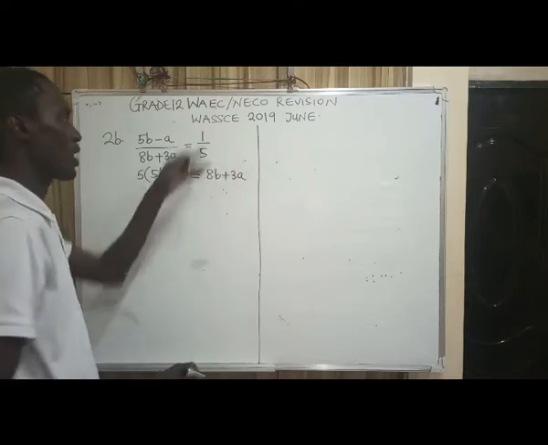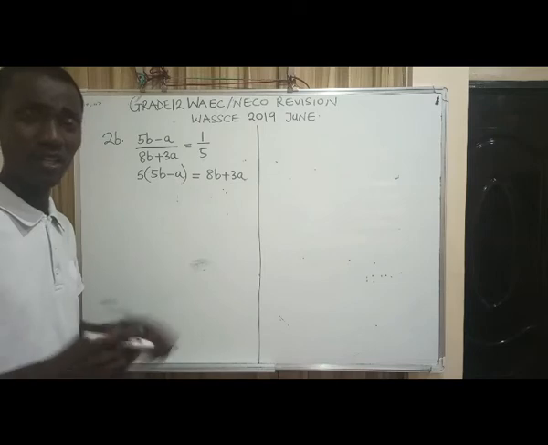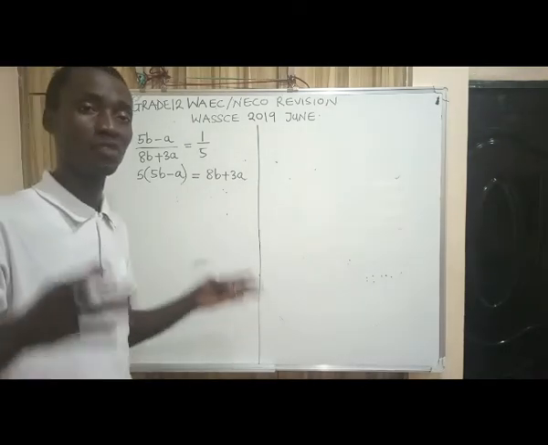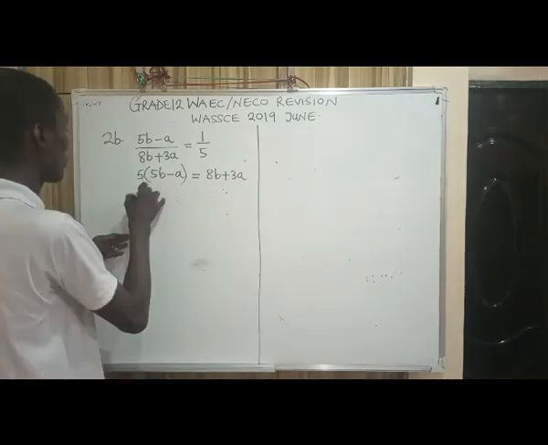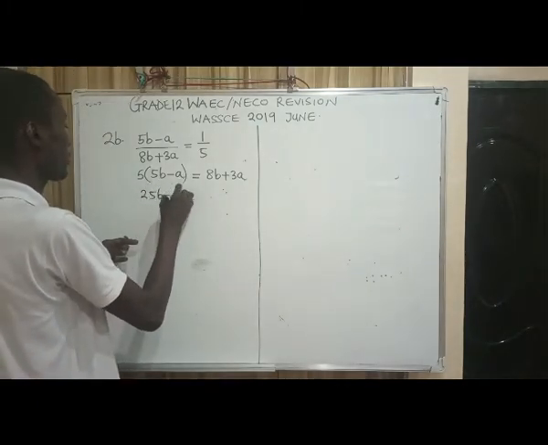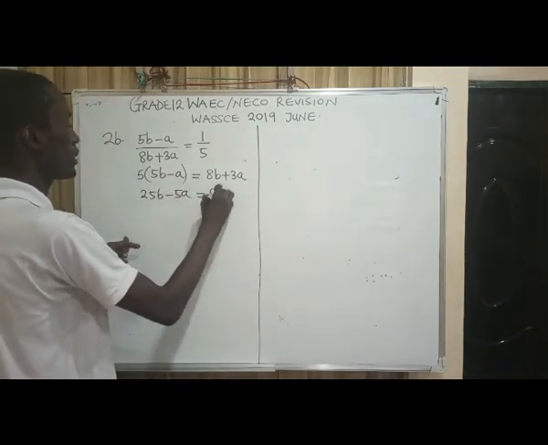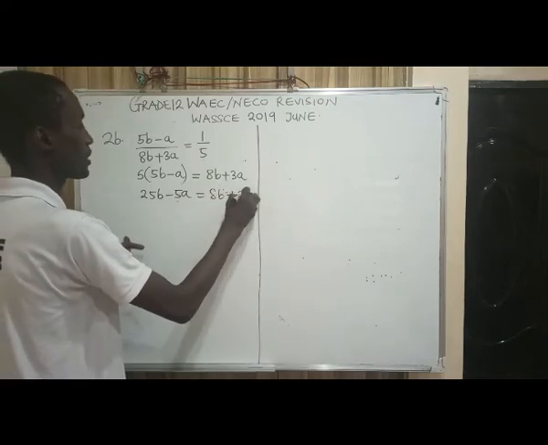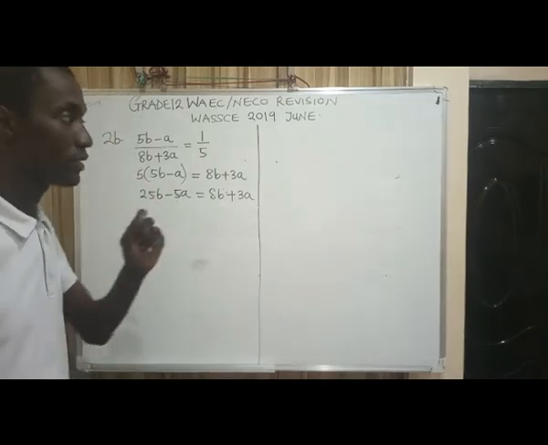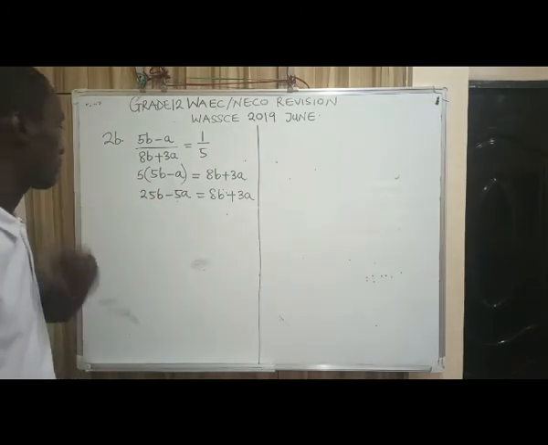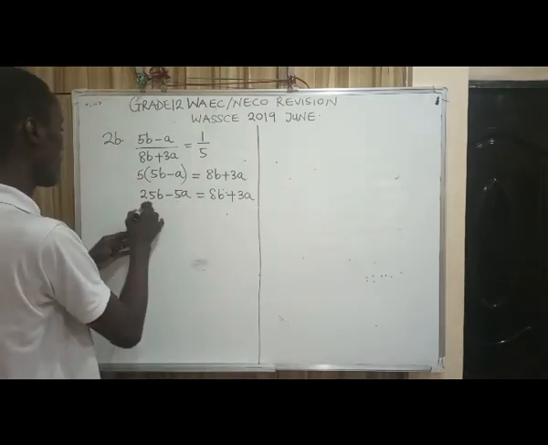Let's put times 1. 1 multiply anything. 1 is a neutral number. When it multiplies anything, it keeps the identity of that thing intact. So this will give me 25b minus 5a equal to 8b plus 3a. Remember that you're told to find a over b. You're told to find what? A over b. So what do? Look at this. This will now be what?